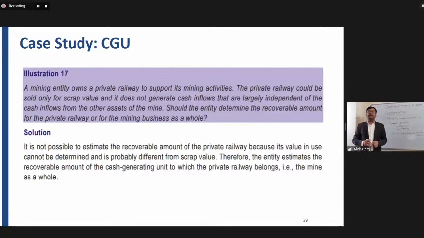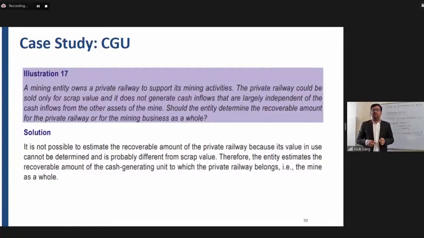Okay, so a mining entity owns a private railway to support its mining activities. The private railway could only be sold for scrap value and it does not generate cash inflows which are largely independent of the cash inflows from the other assets of the mine. So there is a mining company. That mine company has its own railway for loading and unloading the material. So that private railway cannot generate independent cash flow. Of course, it could be sold as scrap value, but it cannot generate a cash flow independently from the other mining assets.